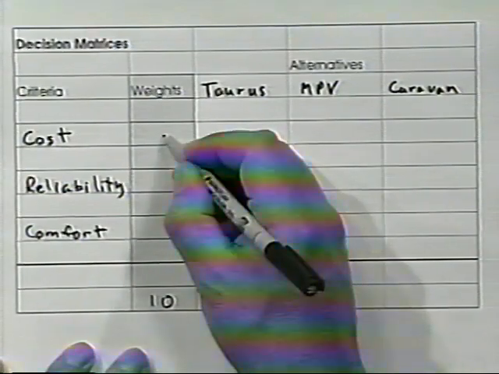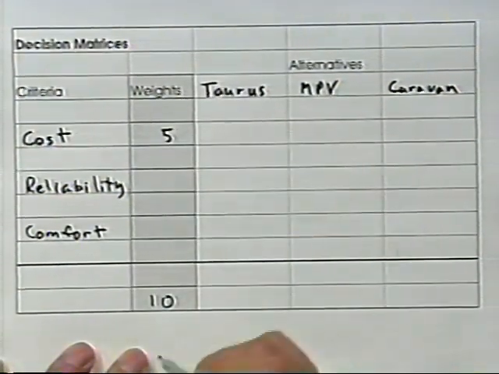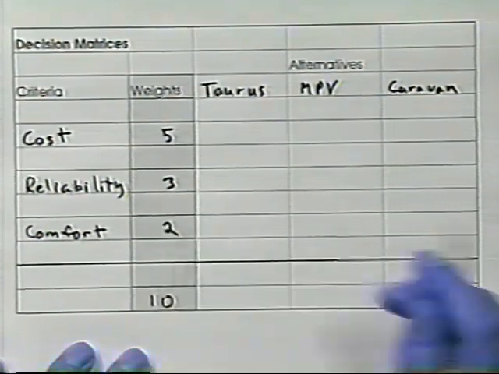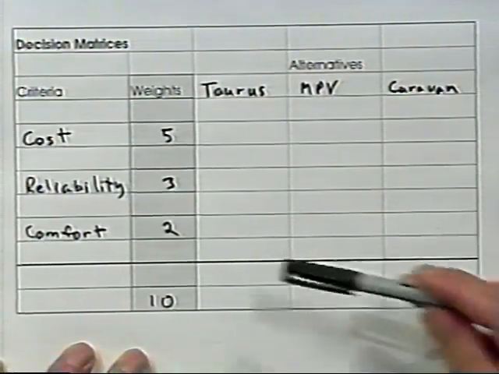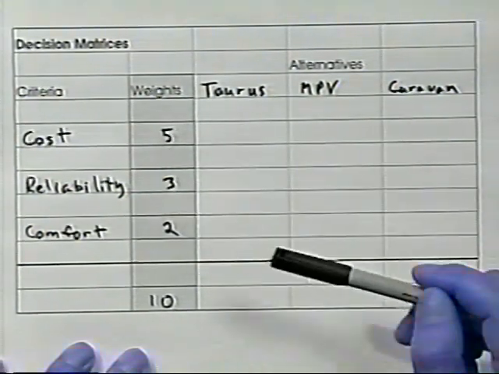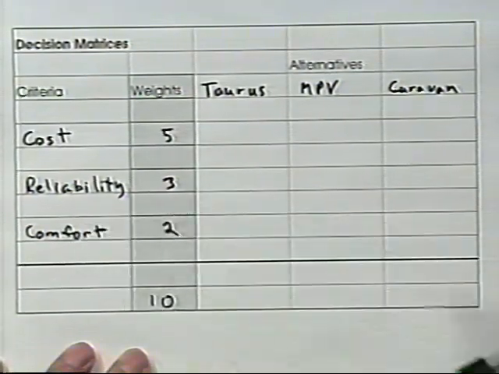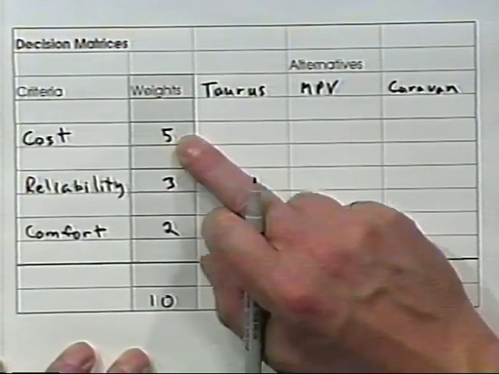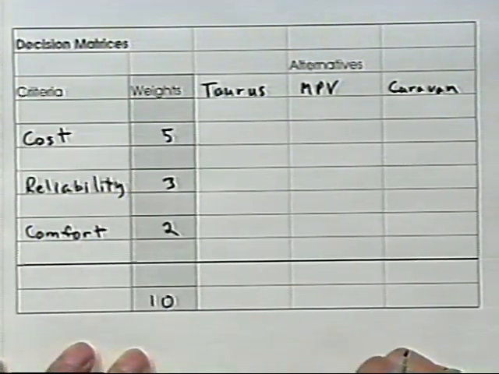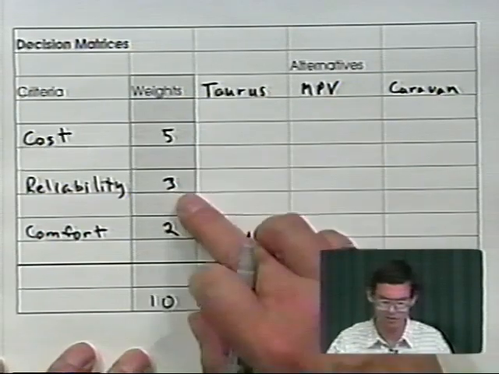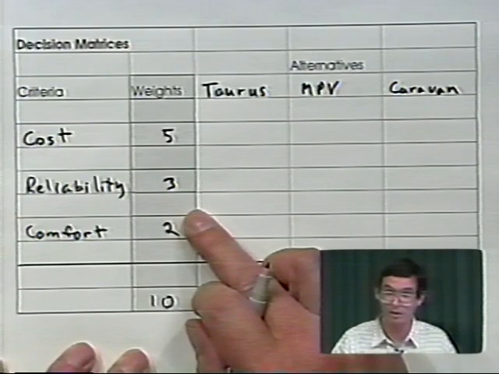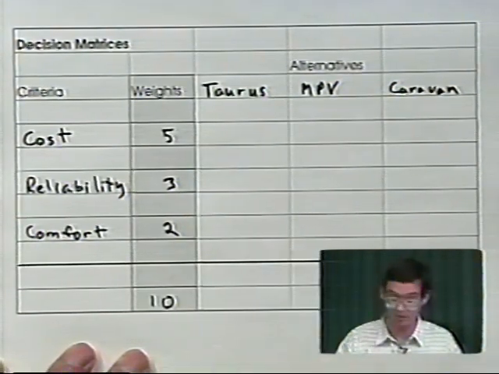But for me, I think cost is more important, so I might give it a weighting of 5. Reliability, second most important, I'll call it a 3. And comfort, third most important, and I'll call it 2. Now, these happen to be listed in order from most important to least important, but that's not important. I could have had comfort third in order here, it doesn't matter. What indicates the importance is the magnitude of the weights. The higher the weight, the more important the criterion. You also might recognize that these are kind of arbitrary, but as part of our sensitivity analysis, we can change these around to see what effect that will have on the final results.